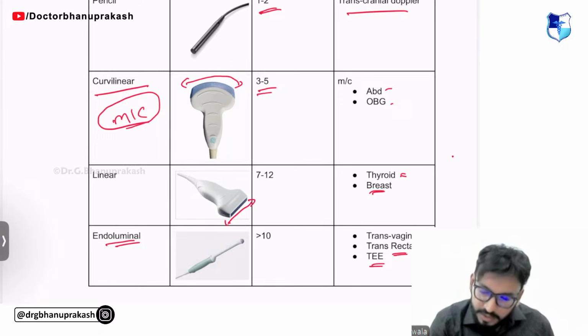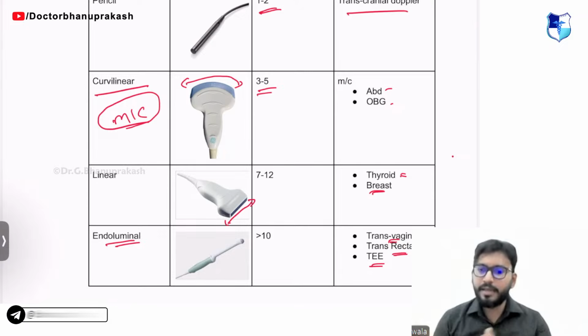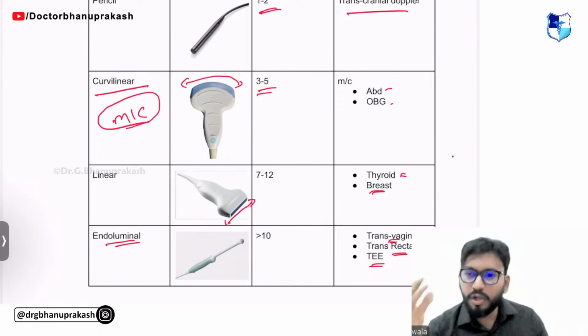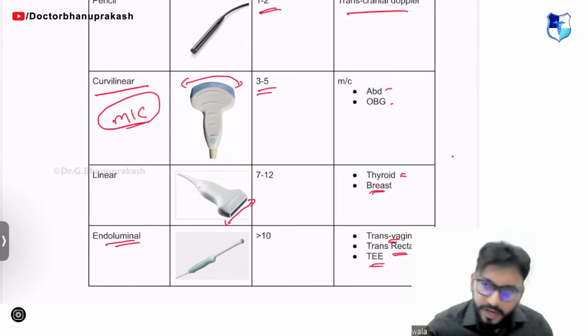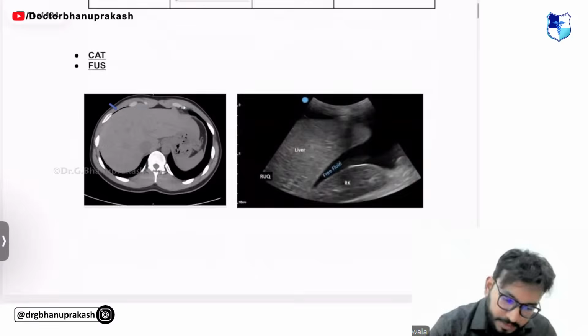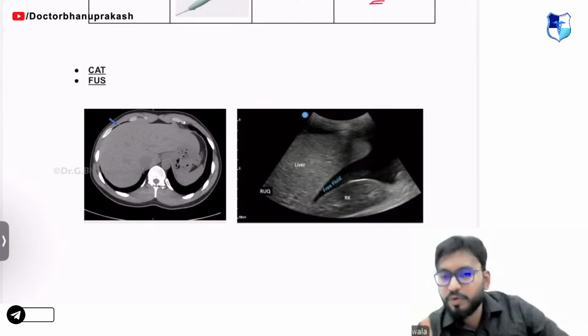And the last one is transvaginal, the TVS that we do very commonly in gynae and obs patients, transvaginal sonography. So all these are natural orifices, natural lumens. We introduce the probe inside: endoluminal, transrectal, transvaginal, and transesophageal echo. These are the common examples. Now, guys, one important point that you need to remember.